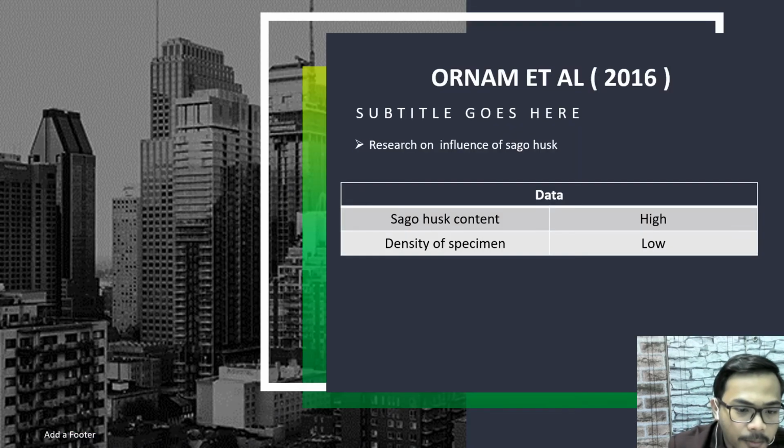So the next one is Ornam 2016. It studied the influence of sago husk as a filler on fly ash bricks as a non-structural element of buildings. Specimens were formed and then stored in the sun to dry and then baked at 550 degrees Celsius in a furnace with zinc plate and aluminium foil for 2 hours. Various tests were performed on the brick and a gradual decrease in compressive strength was observed with an increase in the content of sago husk. It was also analyzed that the high content of sago husk results in a low specimen density.